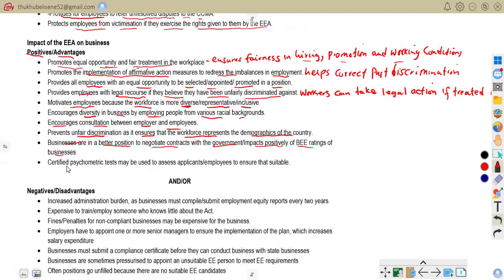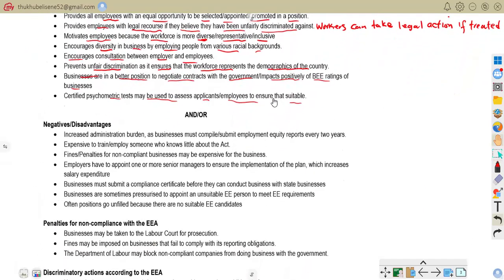Businesses are in a better position to negotiate contracts with government or impacts positively on the ratings of the business. So what it means is that complying with EEA improves the BEE scorecards and helping the business access government contracts. So that is that. Certified psychometric tests may be used to assess applicants and employees to ensure that they're suitable. So meaning business can use fair tests to measure skills or personality. So that is that.